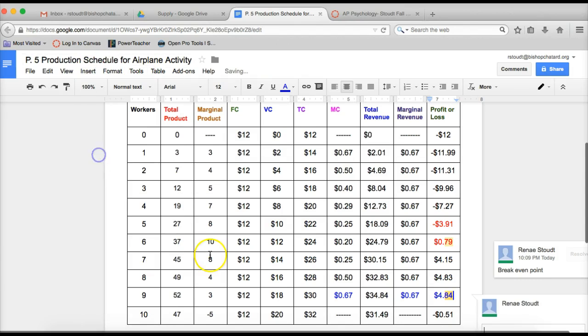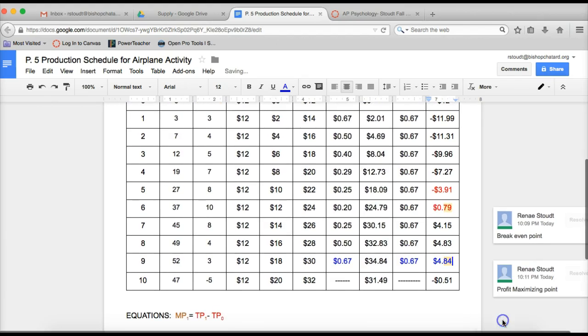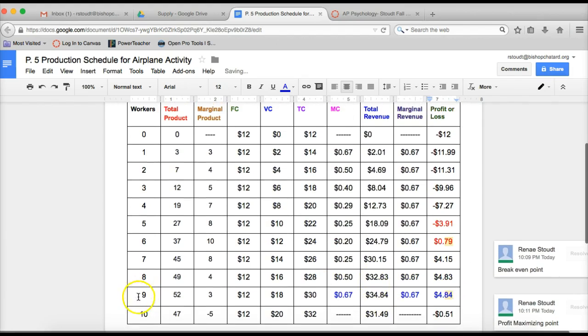So our one profit maximizing point is going to be at, oops, can't spell. The one profit maximizing point is going to be at 9 workers. So I'm actually going to highlight this to remind you that this is our profit maximizing point. That's how many workers we should actually hire. We're getting the highest profit, and our marginal cost equals our marginal revenue.